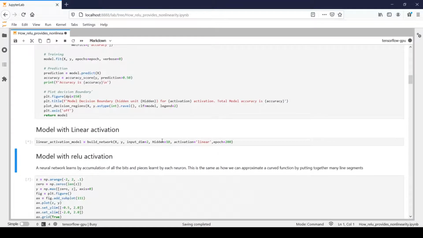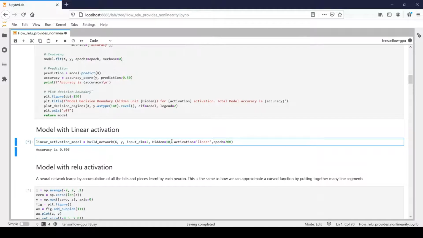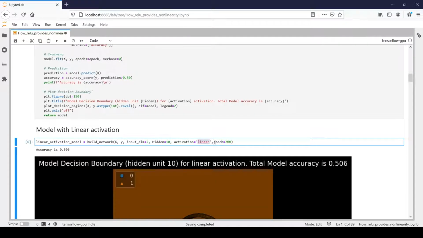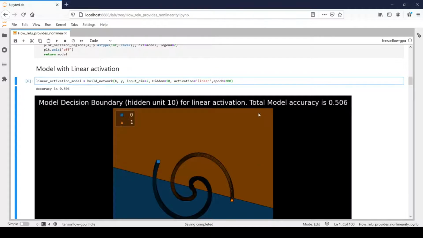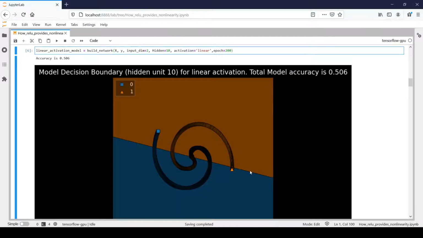And I will execute this statement. So here I am simply passing the hidden layer units as 10. So the number of units within my hidden layer would be 10, the activation is linear, and the number of epochs I'd be performing for my training operation would be 200. And here you can see that the model accuracy is 0.506 and the model decision boundary is simply a straight line.